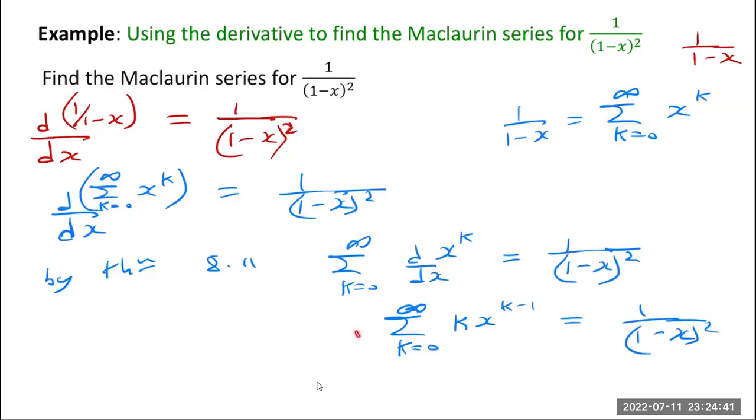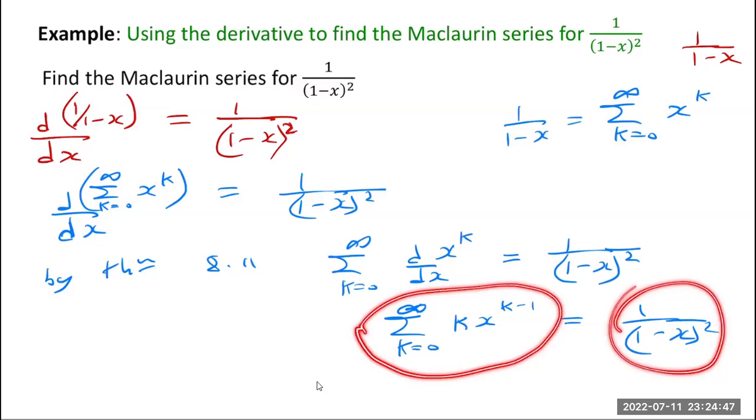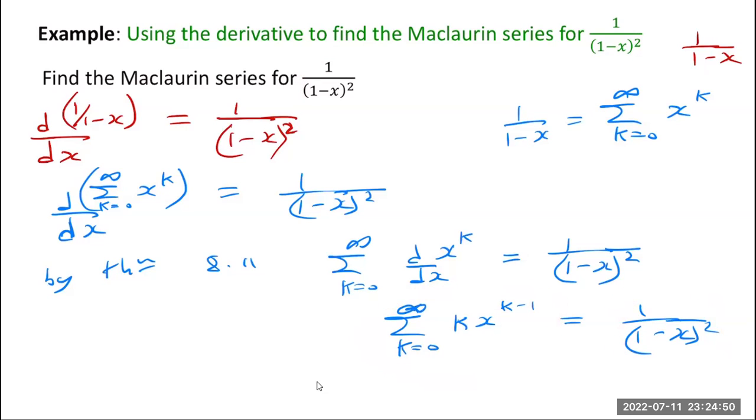That gives you the Maclaurin series of the given function. This is the given function that is equal to this summation. That is the Maclaurin series of the given function. Now, the next question is, how do you find the interval of convergence?